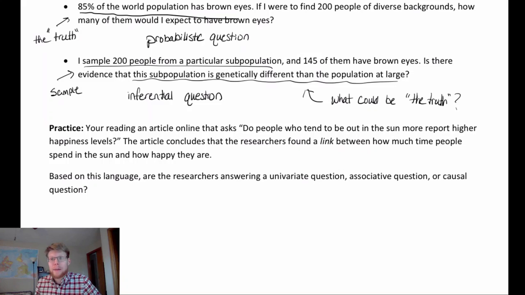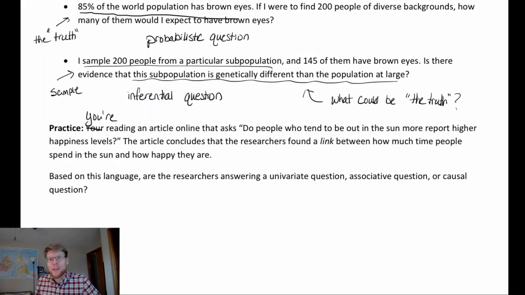All right, and then the last practice question on this page. You are reading an article online that asks, do people who tend to be out in the sun more report higher happiness levels? The article concludes that the researchers found a link between how much time people spend in the sun and how happy they are. Based on this language, are the researchers answering a univariate question, associative question, or a causal question?